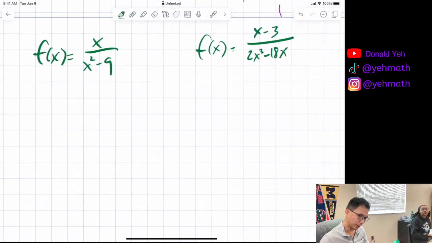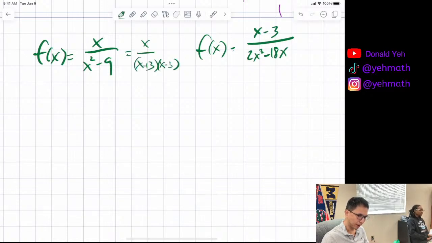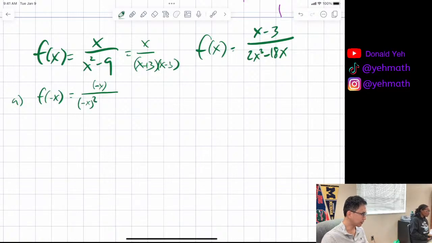So I'm going to start by factoring this and test for the symmetry. So I'm going to plug in negative x. Some of you plugged in negative x wrong. I saw Emerson did this. If you plug in negative x, that means x becomes negative x everywhere. I'm going to plug in negative x inside of x and then square afterwards. Do you see what I'm saying? And this one is going to be negative x over x squared minus 9, which is exactly the opposite, negative of the original function. So this is called an odd function, and it has symmetry about the origin.